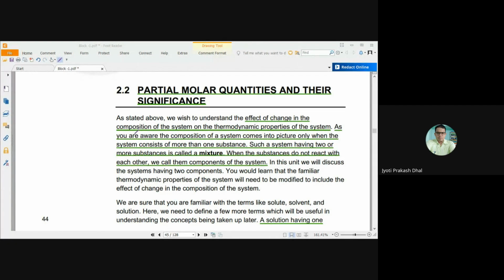The partial molar quantities can be understood by using the effect of change in composition of the system on the thermodynamic properties of the system. That means if you change the composition of the system, what type of change will be observed in the different thermodynamic properties, like enthalpy, entropy, Gibbs free energy or Gibbs energy, Helmholtz energy, etc.